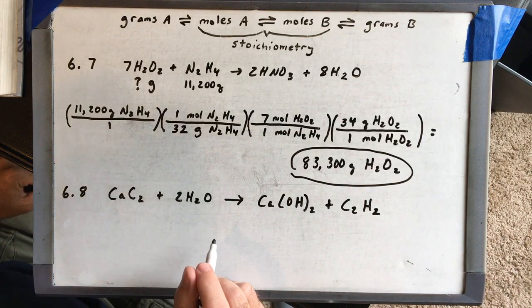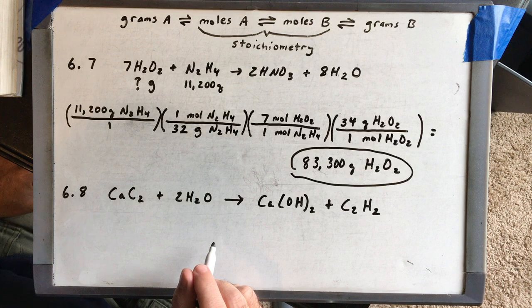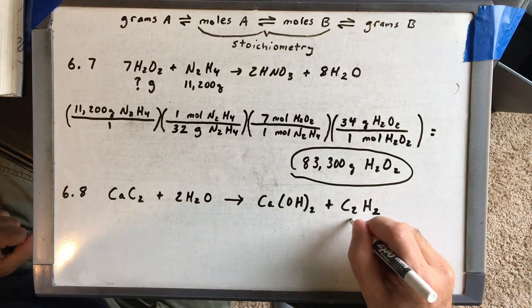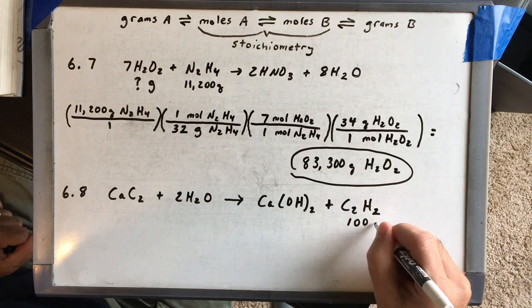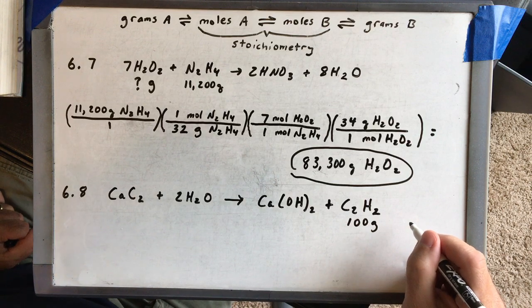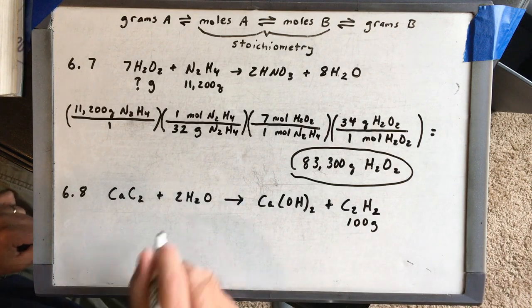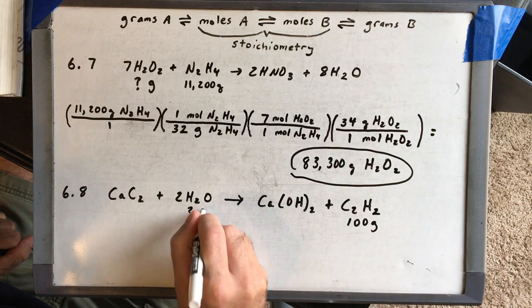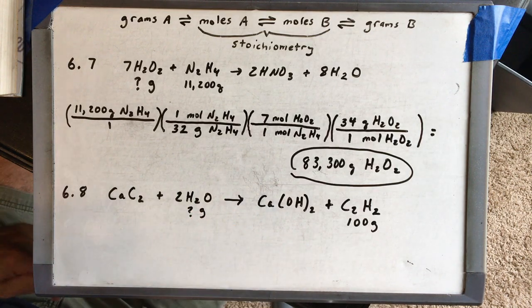All right, reading through that, we have 100 grams. It says that acetylene is C2H2. So you have to read and see what it is. We have 100 grams of acetylene, and we want to know how many grams of water. So I'm going to put a question mark there.